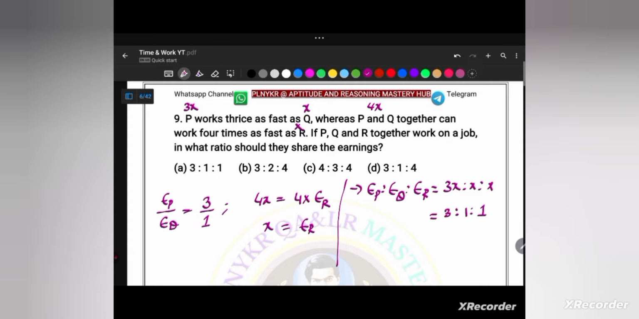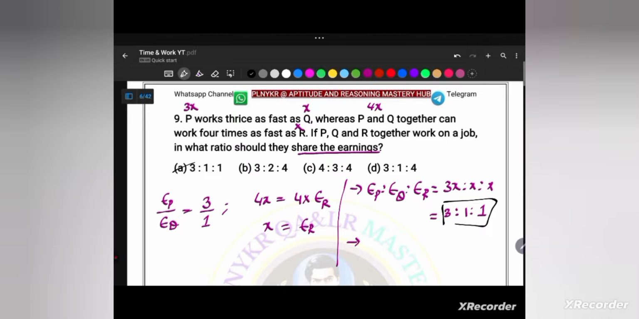Now he is asking to find the ratio of the shares of the earnings. Very important point: the ratio of earnings will be equal to the ratio of the efficiency. So mark the answer as 3:1:1.